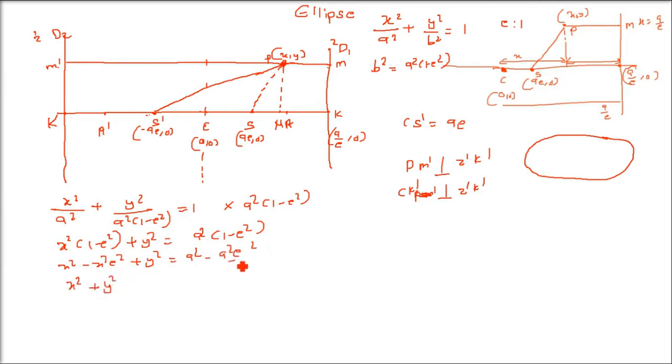So this will be x square plus y square. I am taking a square e square on the left hand side, and this a square remains, y square on the right hand side, no, x square e square on the right hand side, e square x square, right? So now add 2aex on both sides.